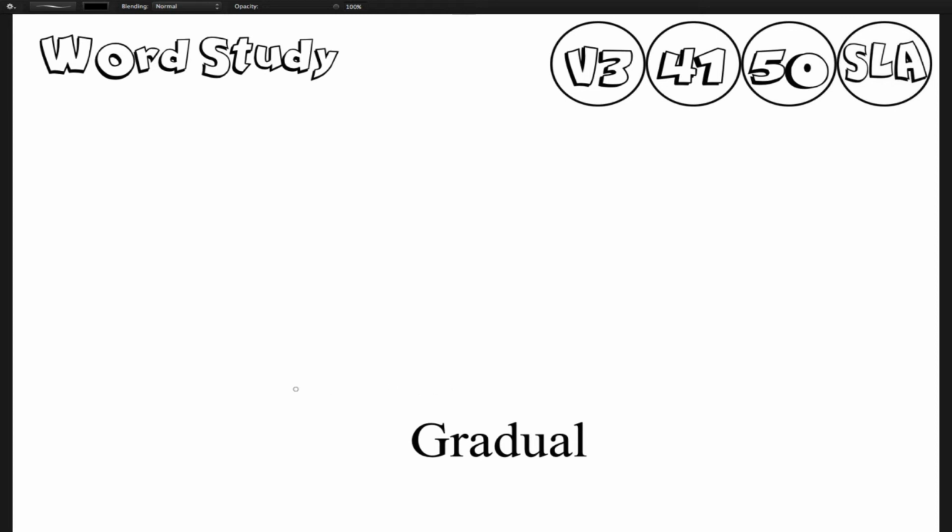The next word is gradual. The word gradual has a strange ending. D-U-A-L. Gradual. If we say it very slowly, we might hear the D. But when we say it quickly, it sounds different. Gradual. It sounds a little like a J. Gradual. Gradual means moving or changing in steps or degrees.